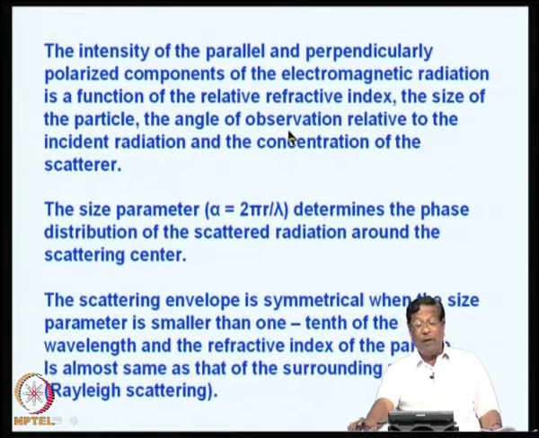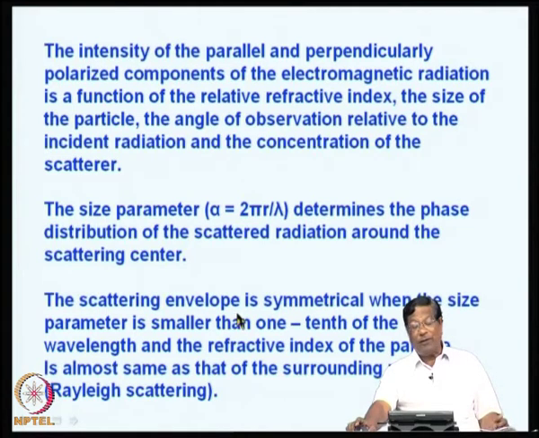So, it depends upon the angle of observation relative to the incident radiation and the concentration of the scatterer also. The size parameter is also very important in such considerations, because the larger the size, the diffraction, scattering, etc., will be much more. That determines the phase distribution of the scattered radiation around the scattering center. The scattering envelope is symmetrical when the size parameter is small.